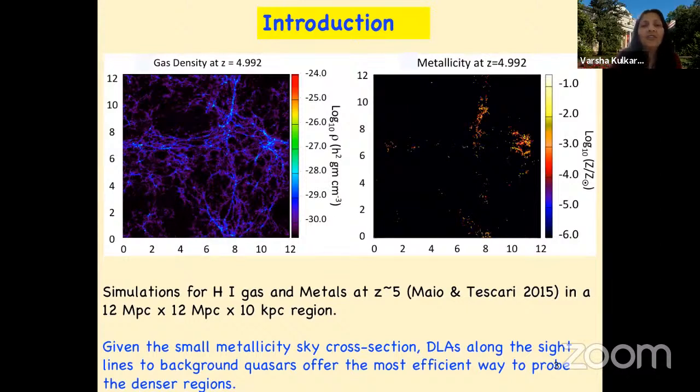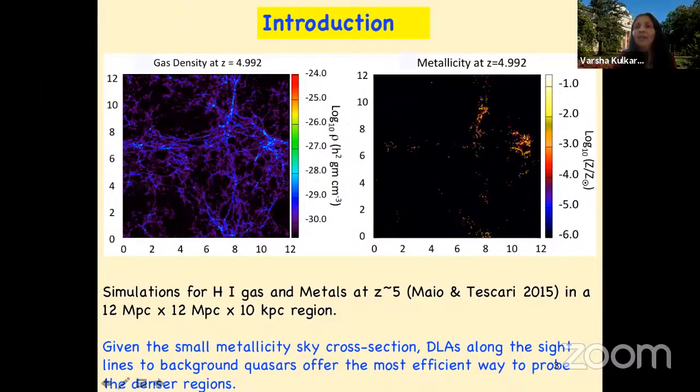So here is a simulation for the neutral hydrogen gas and metals at redshift of around 5 and in a region 12 megaparsecs by 12 megaparsecs by 10 kiloparsecs. And one can see that the HI is very filamentary. The metals tend to follow that to some extent, but they also occupy very small cross-section in the sky. And what that means is it's hard to probe them. And so DLAs along the sightlines to background quasars offer the most efficient way to probe these dense regions.